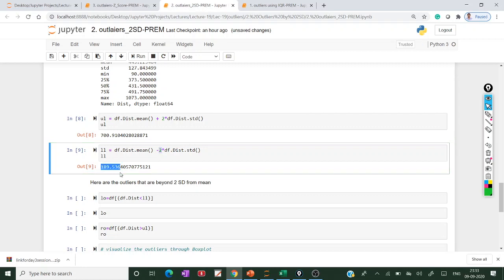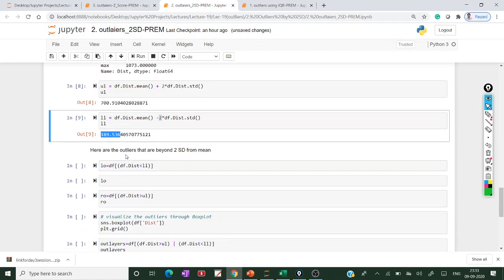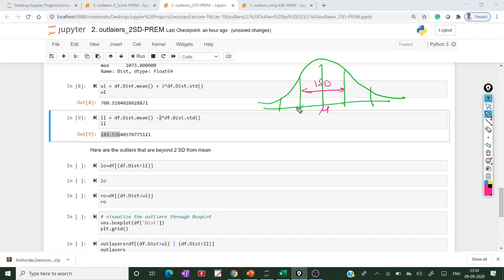So these are the values you got. Here the outliers are beyond the second standard deviation from the mean. So these are the data points. First standard deviation, second standard deviation. This is the mean value. This is the first standard deviation, 1 SD, and this is the 2 SD.